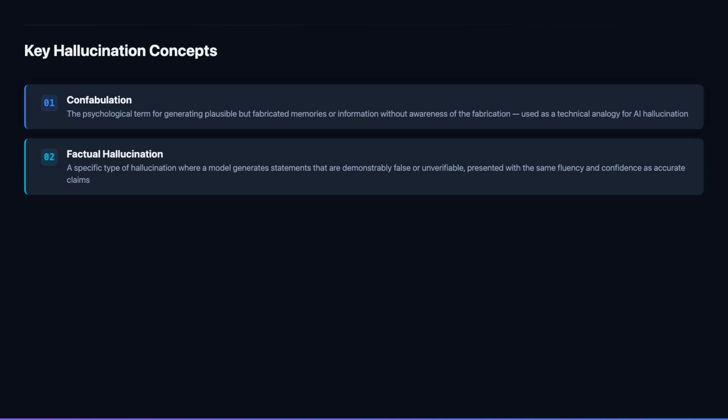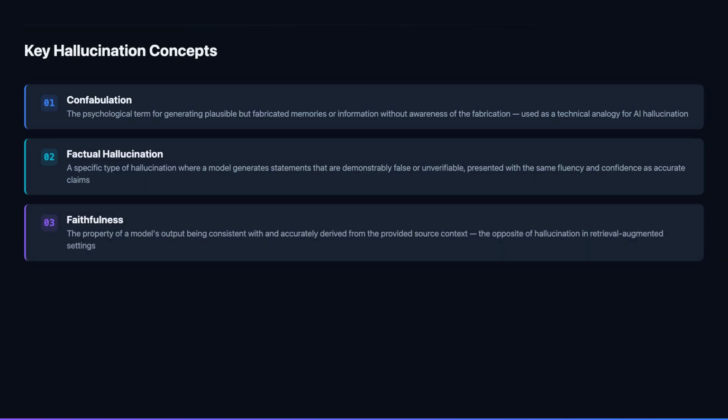Factual hallucinations are particularly dangerous because they are delivered with the same fluency, grammatical correctness, and apparent confidence as accurate statements. A user without independent knowledge of the subject has no reliable way to distinguish a factually hallucinated response from a correct one through linguistic cues alone, making independent verification essential for any AI-generated factual claim used in professional contexts.